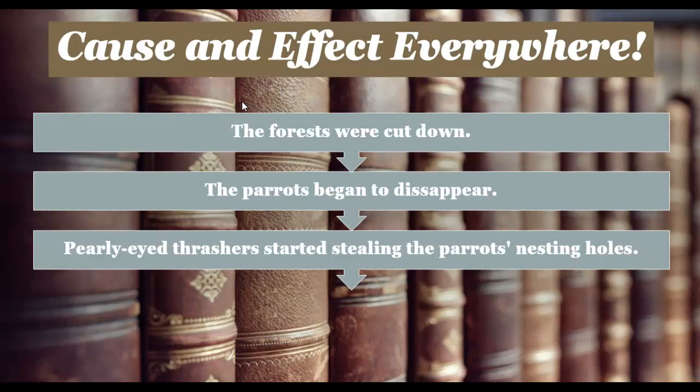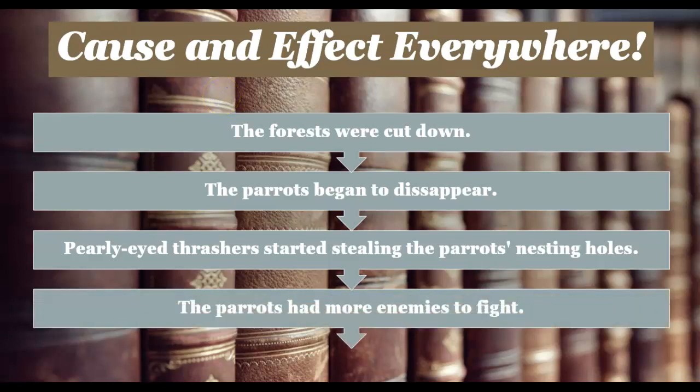Because they began to disappear and the Puerto Rican parrots moved to a different area, they encountered some enemies, namely the pearly-eyed thrashers, who started stealing the parrots' nesting holes. So now the parrots have fewer possible habitats, fewer possible trees for nests, and they are competing with other animals, with other birds, for nesting in their new home. So that's going to be the cause of something else.